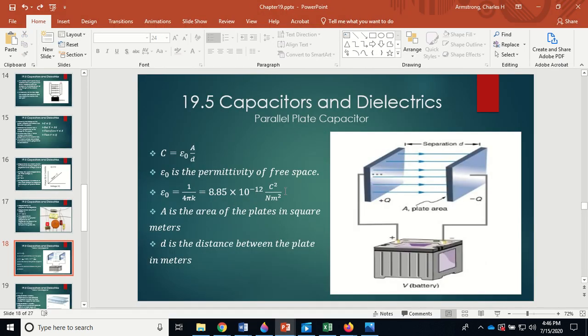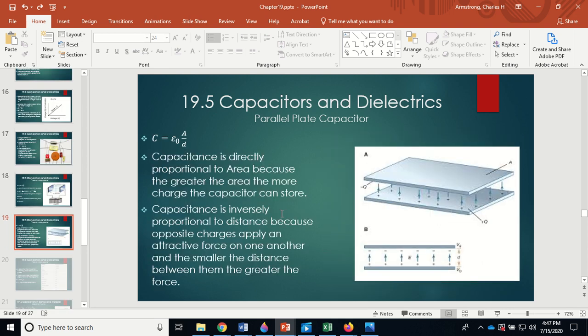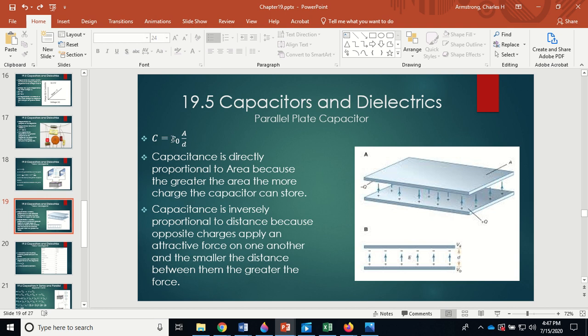It's just a constant. So the capacitance is directly related to the area and inversely related to the distance between the plates. Separation of the plates is D, and then surface area, that's A. That's going to be in meters squared. So the area of the plates is in square meters. The D is the distance between the plates, that's also going to be measured in meters. So C equals E0 A over D.